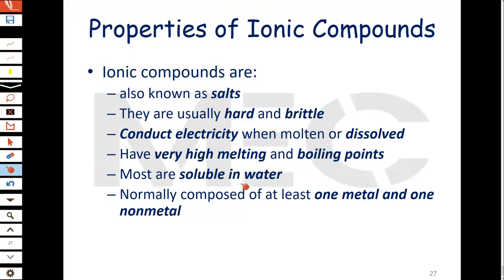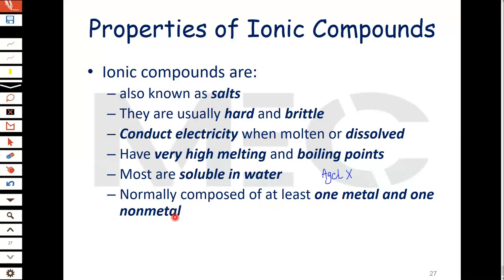Most are soluble in water. Most of the ionic compounds are soluble in water. For example, AgCl, or silver chloride, is not soluble in water. This is one case. Silver halides are not soluble in water. Silver bromide is the same thing. Silver iodide is the same. They are not soluble in water, but most of the ionic compounds are soluble in water. They are normally composed of at least one metal and one non-metal.